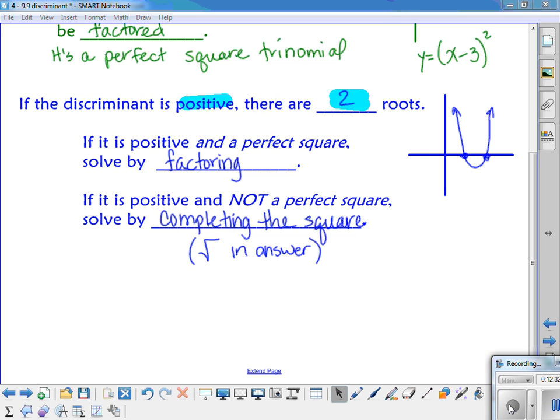And eventually that b squared minus 4ac is going to be in the quadratic formula. So that's why. Alrighty. You guys are good to go.